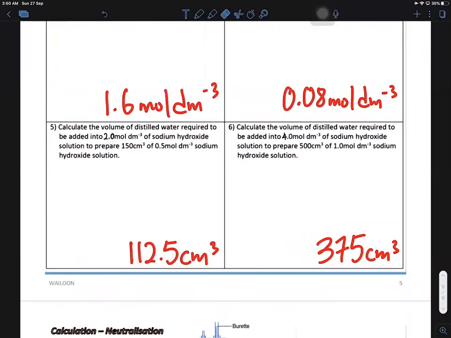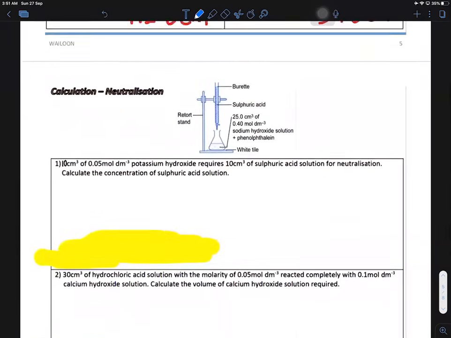These are the answers. Usually people cannot get the answer for 5 and 6 because you forgot to minus the volume. Why need to minus? If you don't understand, you ask me in the class. Sorry. I want to sleep already.